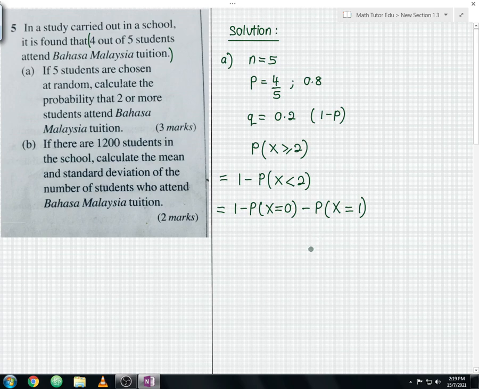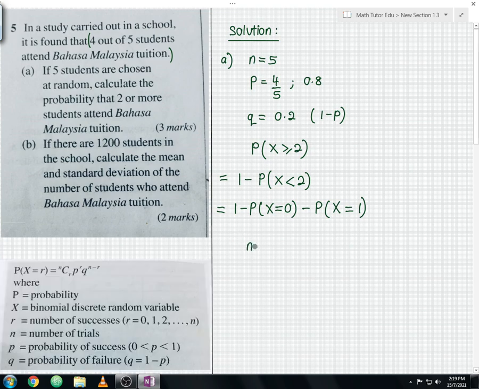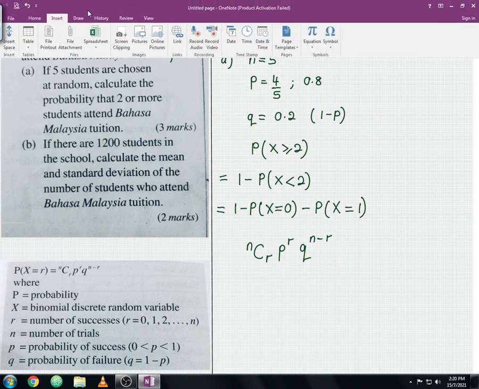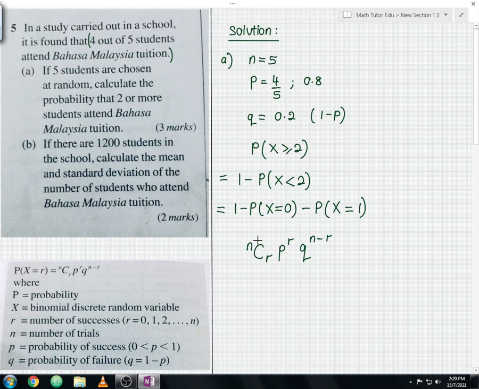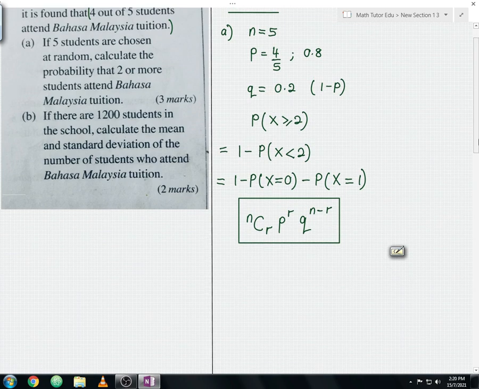So from here, to calculate the binomial distribution, we're going to use this formula: nCr, and then p to the power of r, q to the power of n minus r. So this is the formula, guys, in order to calculate the binomial distribution. Okay, so we're going to use this as our reference. So from here, let us continue.